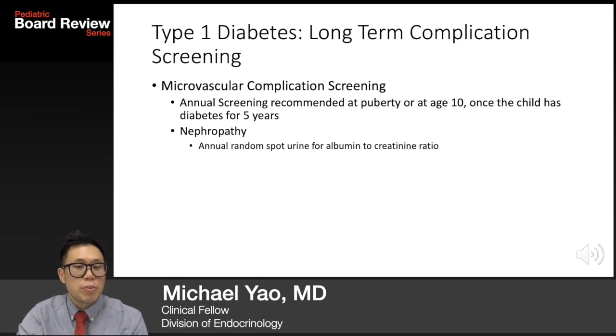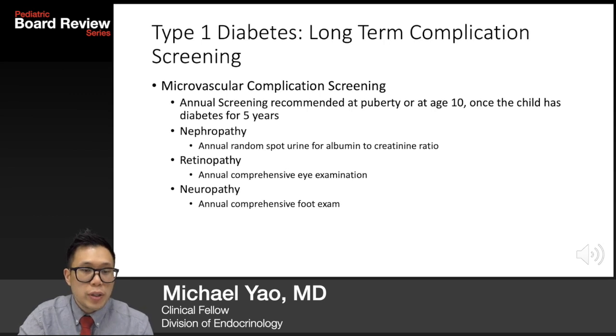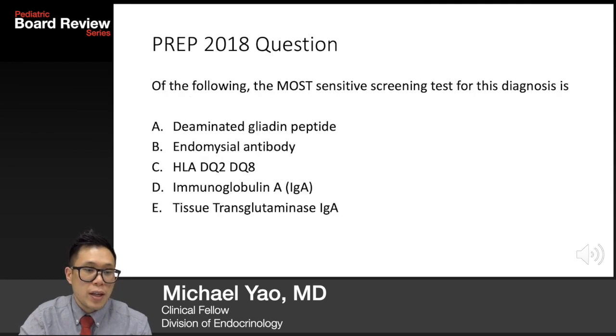Regarding microvascular complication screening, these are done annually once a child hits puberty or at 10 years of age, once the child has had diabetes for more than 5 years. As far as microvascular complications, we monitor for nephropathy, which is done with a random spot urine albumin to creatinine ratio, retinopathy, which is done with a comprehensive eye exam, and neuropathy with a comprehensive foot exam.